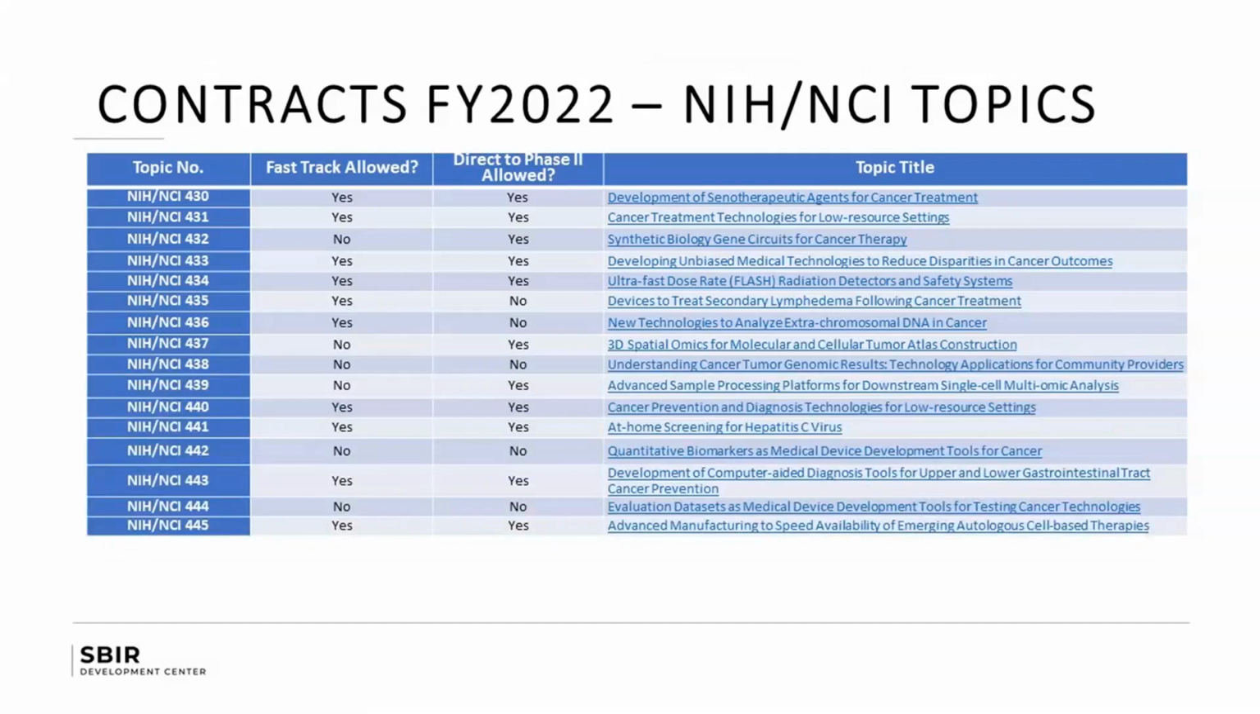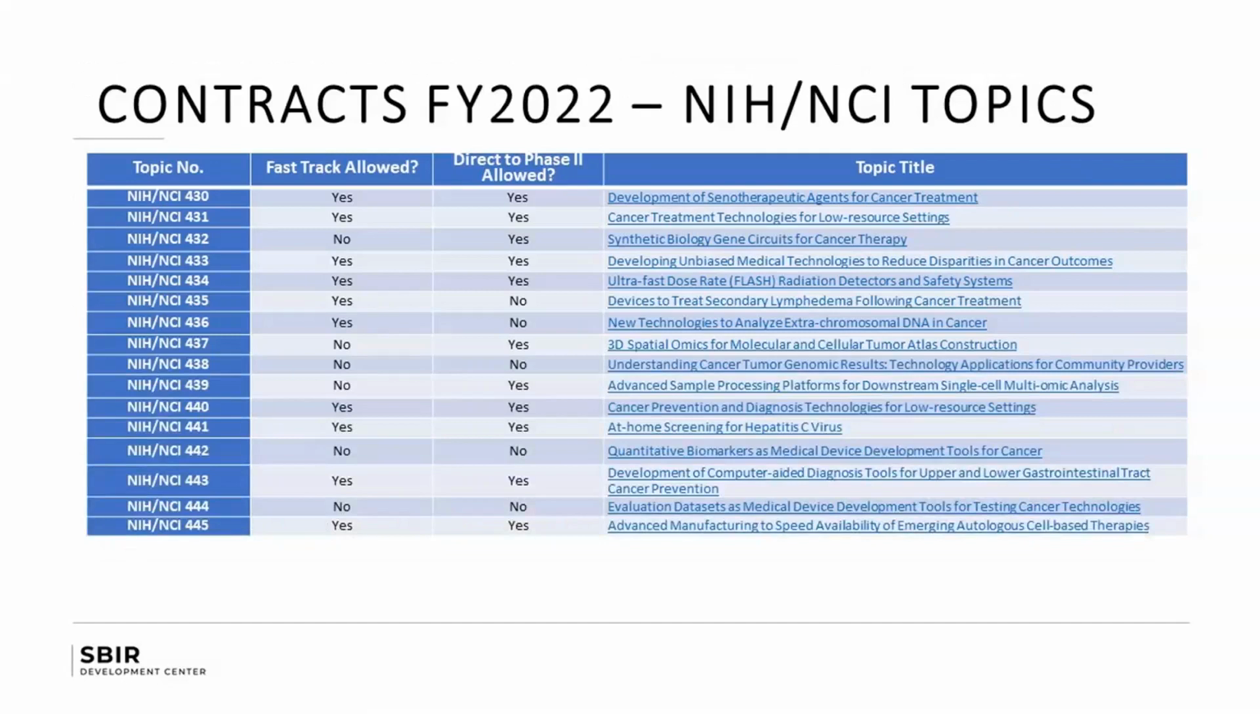So NCI has 16 contract topics for the fiscal year of 2021. Again, I would urge you to read them carefully to understand the goals and the deliverables for each contract topic. Here I have provided the link for each topic.